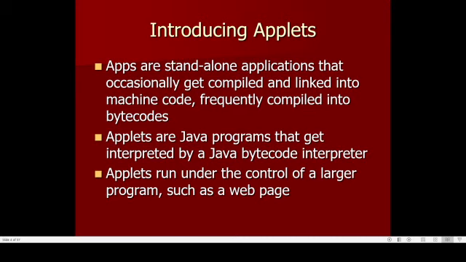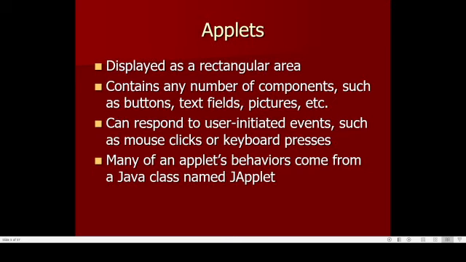Applets will run under the control of larger programs such as a web page. Because of these applets, Java has become more popular. Now, what exactly is an applet? An applet has a rectangular area. It is a window displayed in the form of a rectangular area, which contains any number of components like buttons, text fields, pictures, icons, etc. Applets can respond to user initiated events such as mouse clicks or keyboard presses.